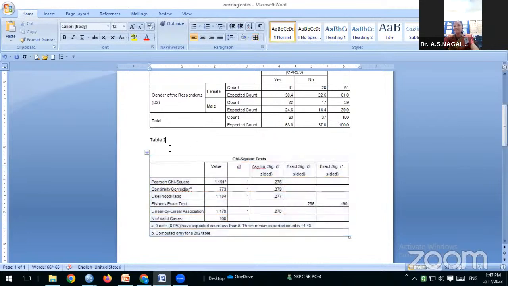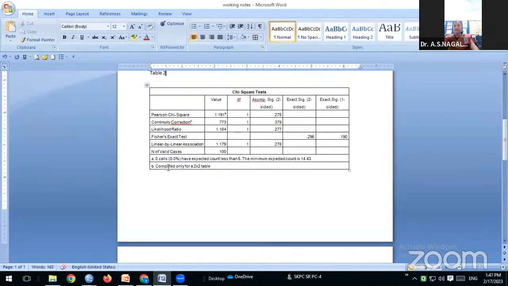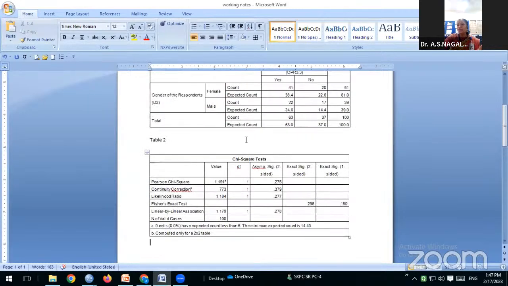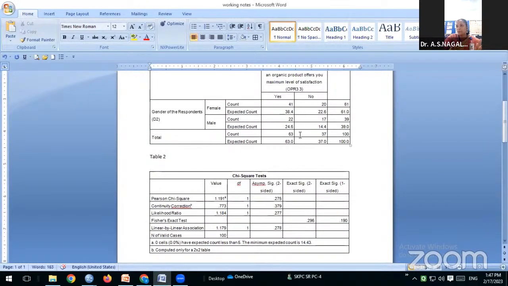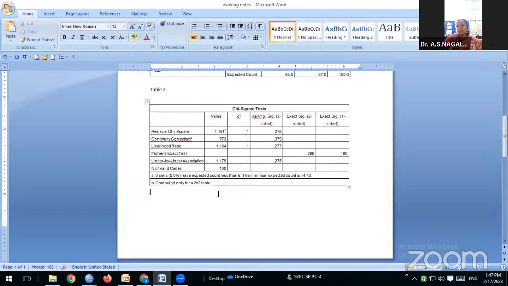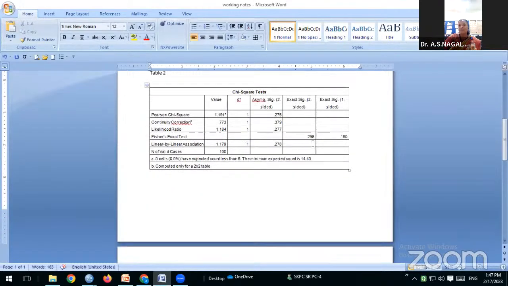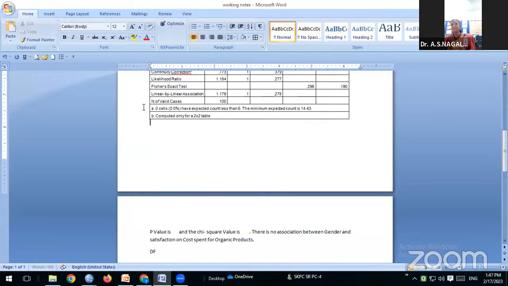So I have taken this and exported the value here, and there is a 2 into 2 table. See, I have taken only female and yes or no. So that's what is explained. It is a 2 into 2 table, and the maximum expected outcome is 14.43. It is explaining that for the variables you have taken for the comparison, the expected count is at most 14.43.